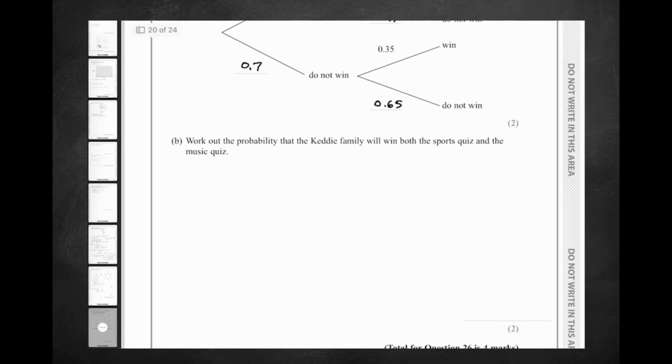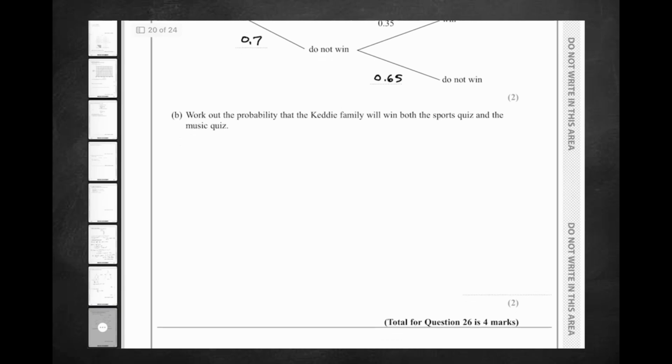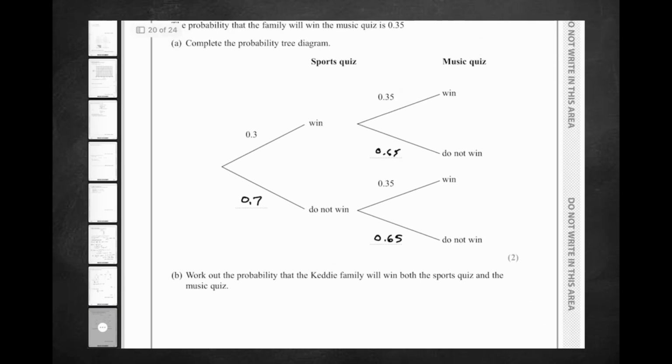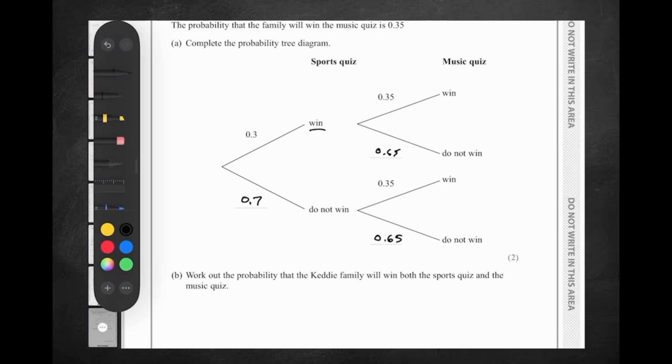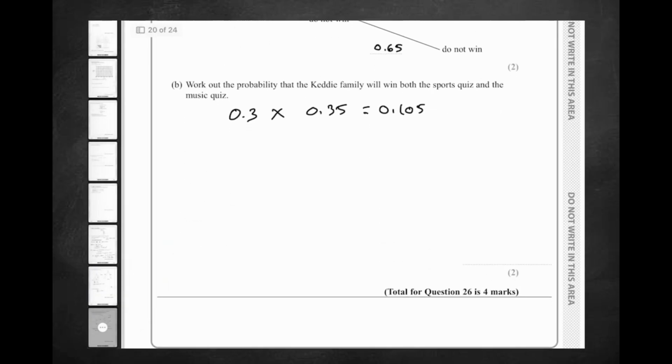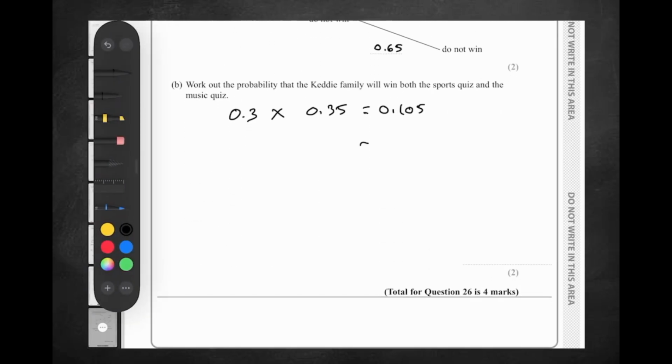Part B. Work out the probability that the Keddy family will win both the sports quiz and the music quiz. So, win the sports quiz and the music quiz, so it's this scenario here. So it's going to be 0.3 probability multiplied by 0.35, which I've just taken from here. I'll do that on my calculator, and I get 0.105, and I will convert that into a fraction as we are doing probabilities. 21 out of 200.